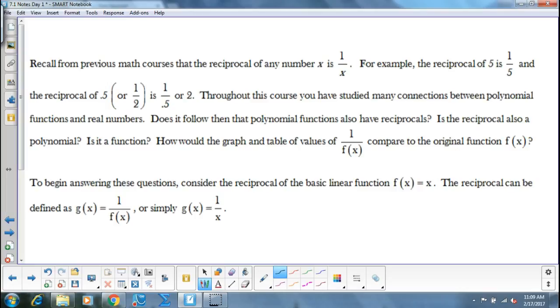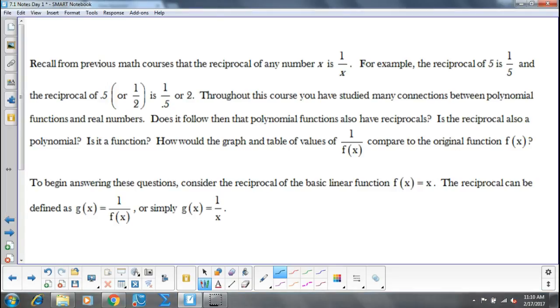So, from previous math courses, the reciprocal of a number is 1 over that number. For example, the reciprocal of 5 is 1/5. The reciprocal of 17 is 1 over 17. We can do that for decimals too. The reciprocal of 1/2, 0.5, is 1 over 0.5, but we don't like to mix decimals with fractions, so 1 over 1/2 is just 2.